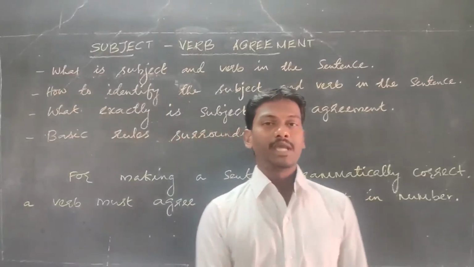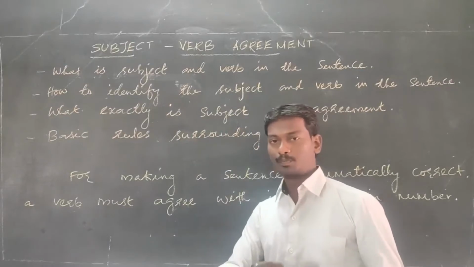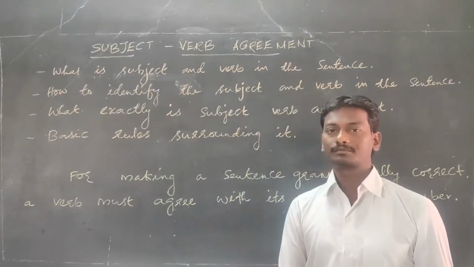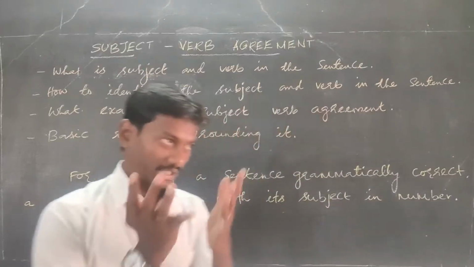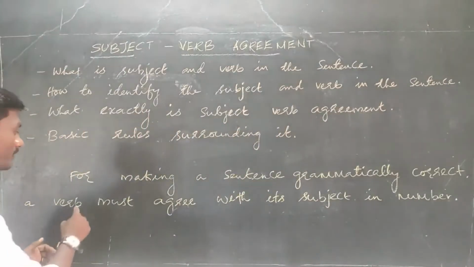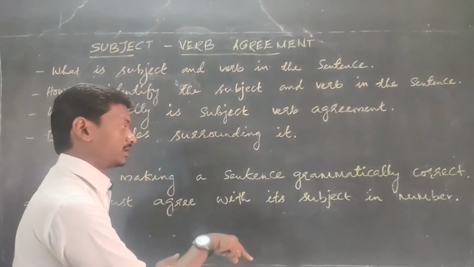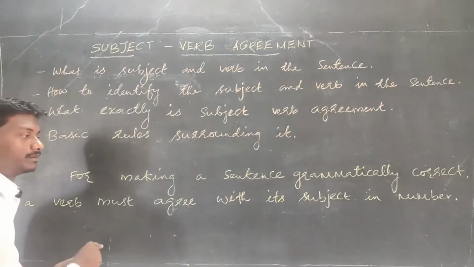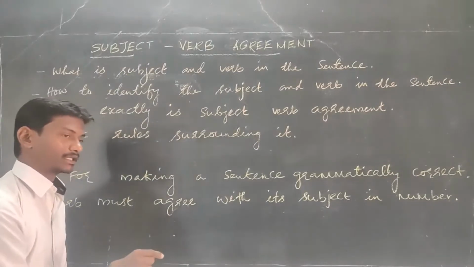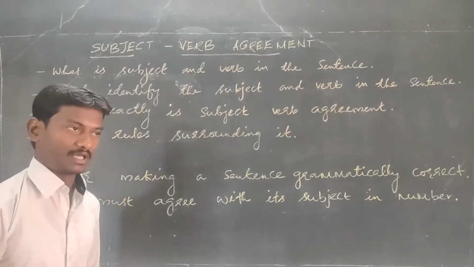If the subject is plural, the verb is plural. If the subject is singular, the verb is singular. So that's why they say the verb must agree with its subject. Each subject has a verb, but we should write the correct verb according to the subject.